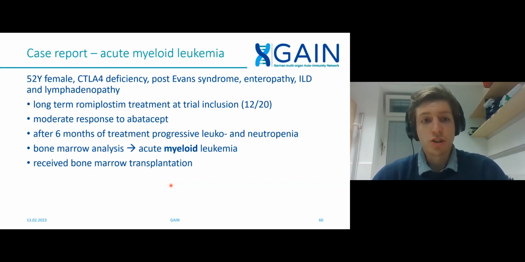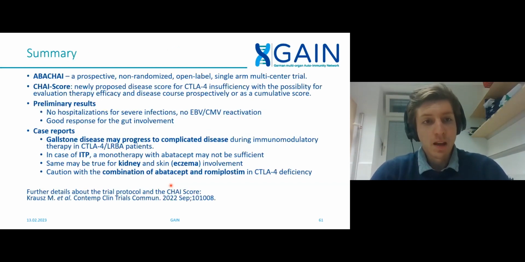After trial inclusion, she showed a subjectively moderate response, and 6 months into the treatment, she progressed into leukopenia and neutropenia, where a bone marrow analysis showed signs of an acute myeloid leukemia, which to my knowledge is at least one of the first cases in CTLA4 disease with a myeloid leukemia. Here we had to stop the treatment, and she received bone marrow transplantation, which is a very good treatment for the myeloid leukemia, but as you will hear, also for the CTLA4 disease.